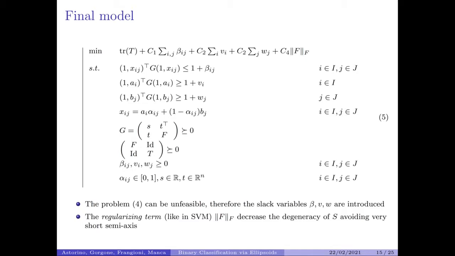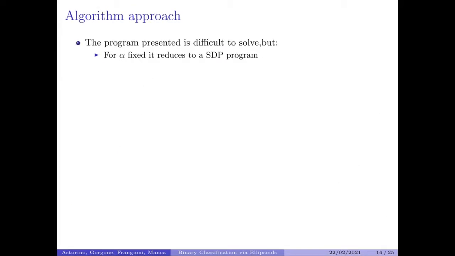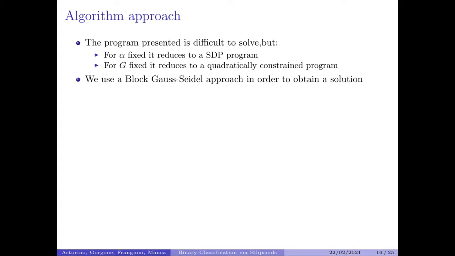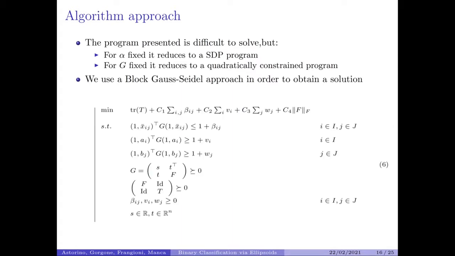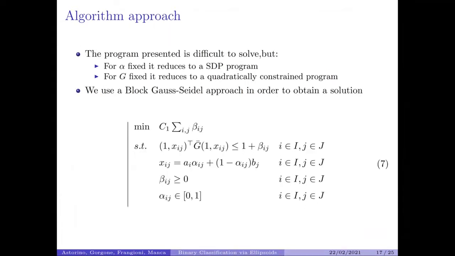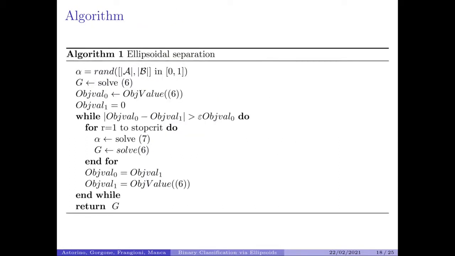Still, this was a bit difficult to solve, but we realized that if we fix the variable alpha, the program reduces to an SDP program. On the other end, if we fix the variable G, the program reduces to a quadratically constrained program. Therefore, we thought about using a block Gauss-Seidel approach in order to solve the program, which iteratively solves the SDP program in the variable G. Once a solution of this is obtained, we solve the quadratically constrained program in alpha, where G bar is the solution of the previous program. So this is just the scheme of the algorithm we used.